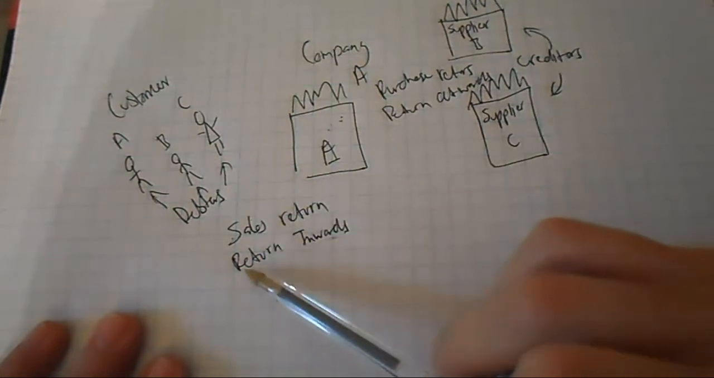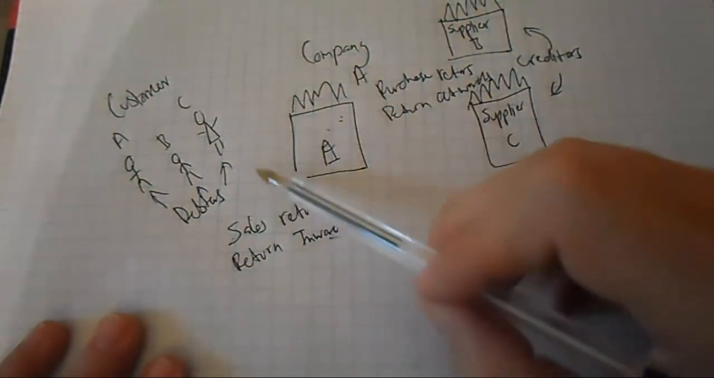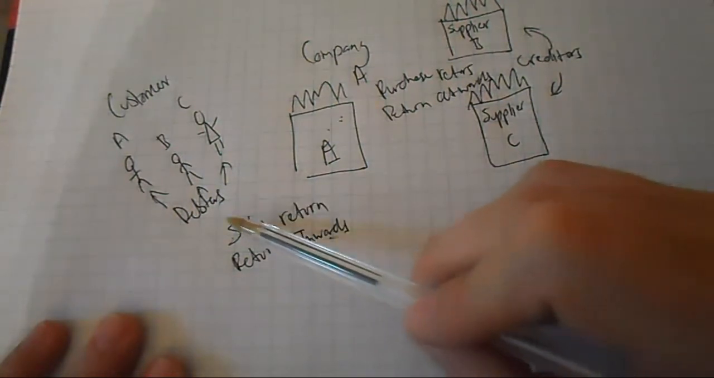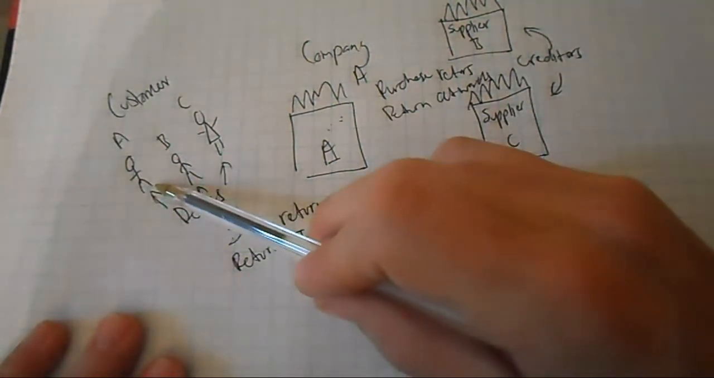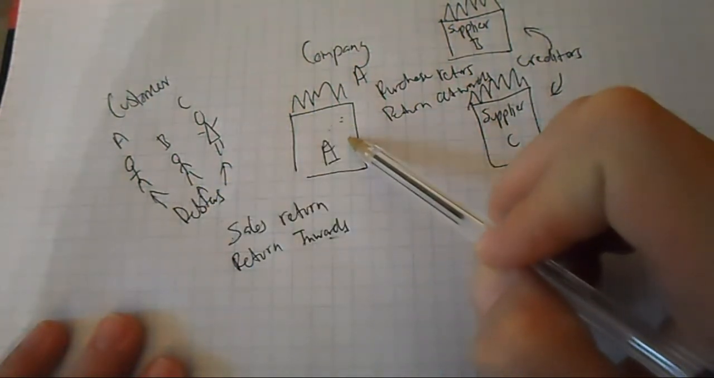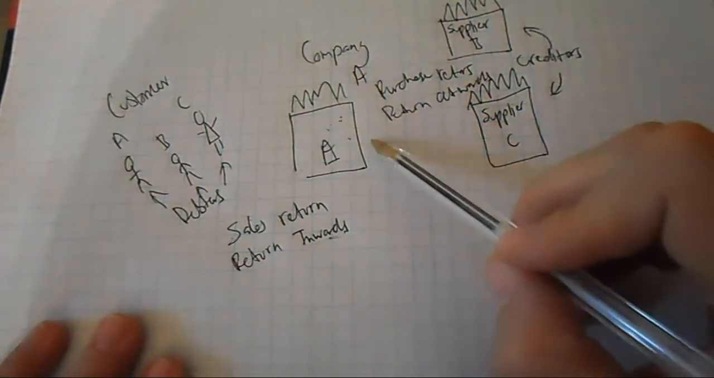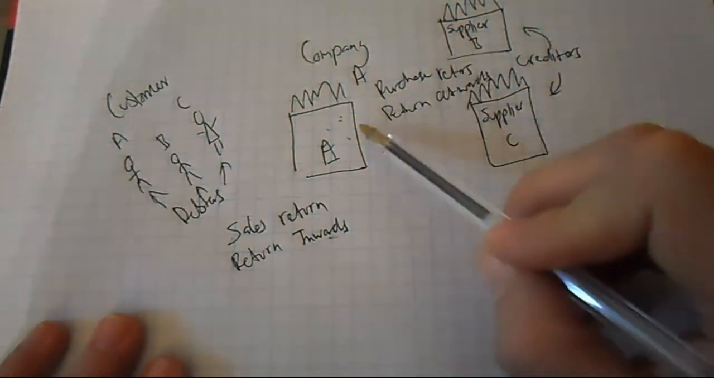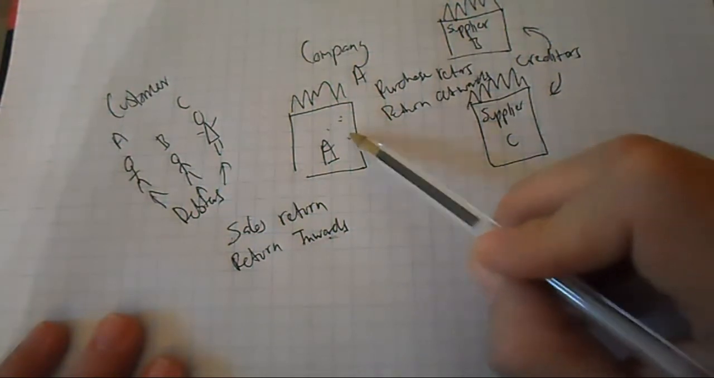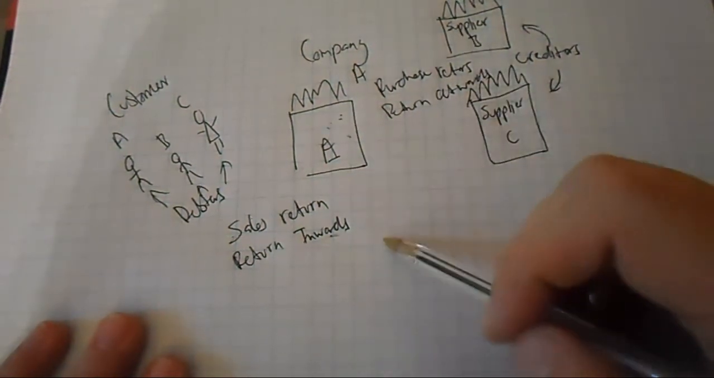Now, you see here, return inwards, return outwards. In return inwards, the goods that were previously bought by our customers, our debtors, are brought back to the company. But in this case, Company A is returning goods back to the supplier. Goods are moving out of Company A to supplier C or to supplier B.